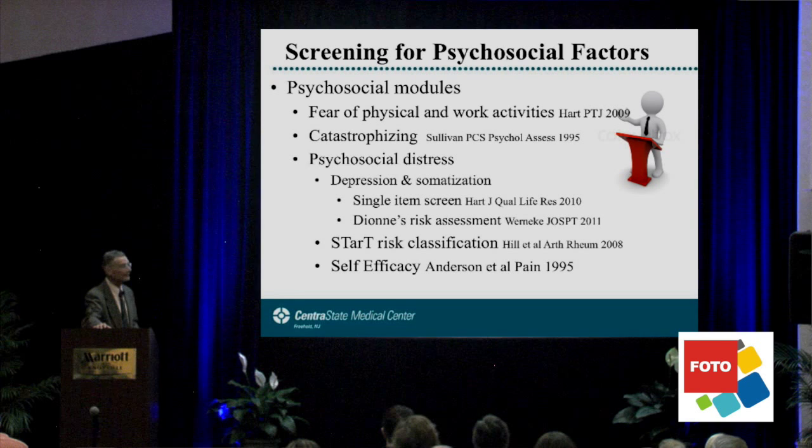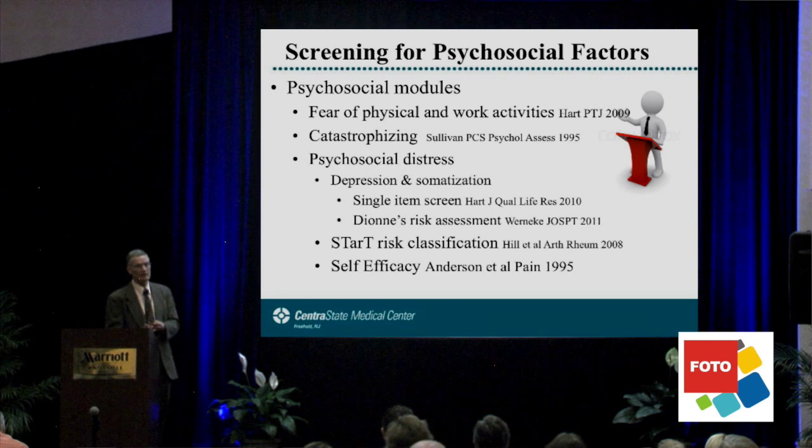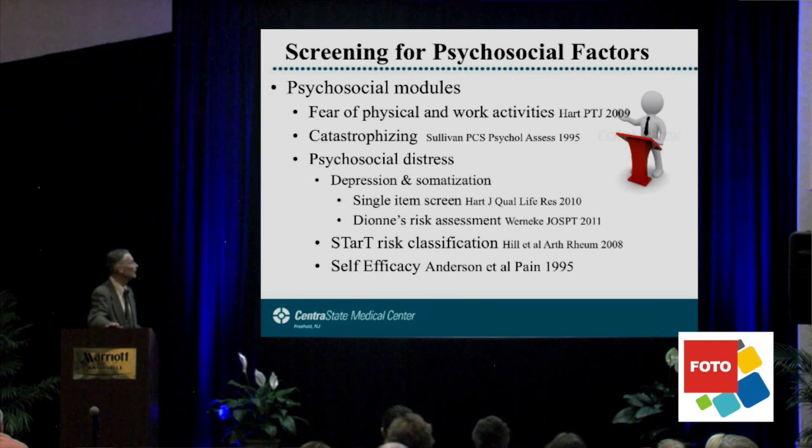Okay, so screening for psychosocial factors, what's available right now as optional surveys in FOTO? It's your fear avoidance of physical activity, which is mandatory, right? That is a risk adjusted. And also work activities. There's catastrophizing, which is a subset of the fear avoidance model. So if I think you're collecting fear avoidance, do you have to collect catastrophizing also? Nah, probably not.